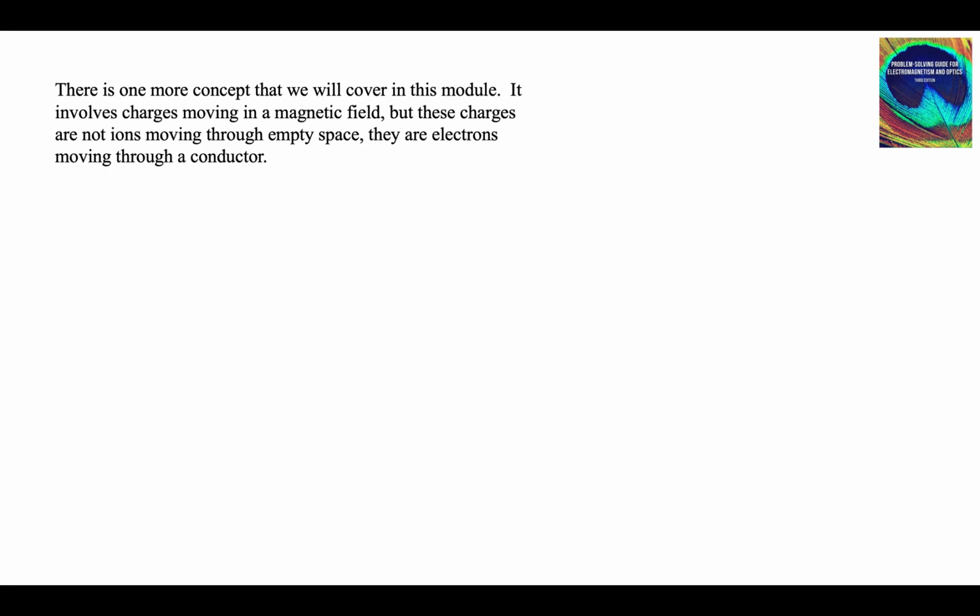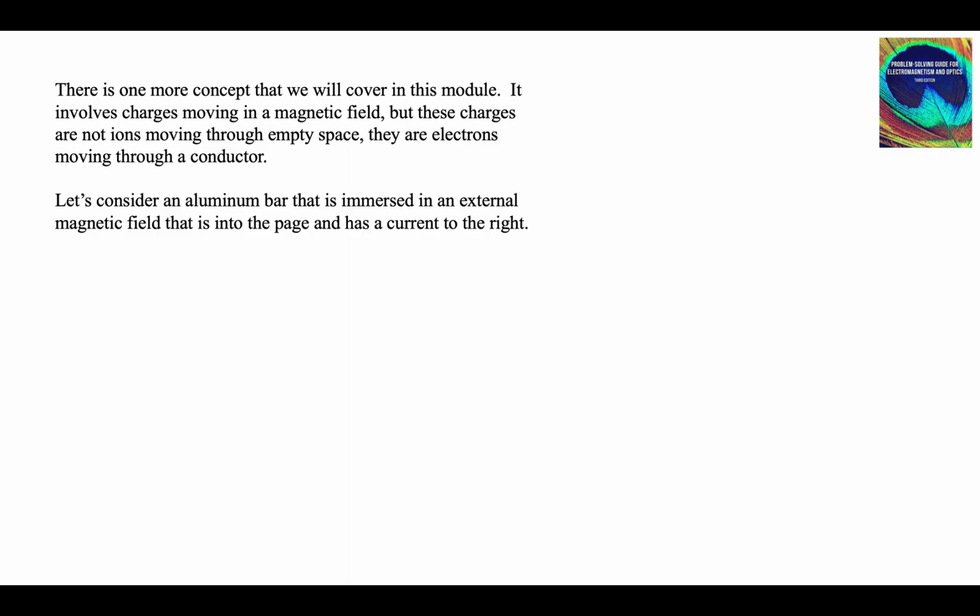There's one more concept you have to cover in this module. It involves charges moving in the magnetic field, but these charges are in wires. Electrons moving through conductors, not ions moving through empty space. Electrons moving through conductors go very slow. The drift velocity, as we have seen in Module 5, is pretty small. So let's consider an aluminum bar that we put in an external magnetic field.